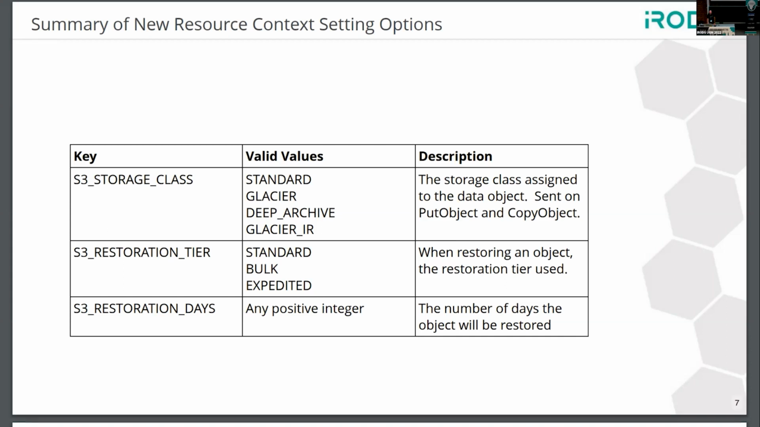So again, the S3 storage class is sent on put and copy object, and it can be either standard, Glacier, deep archive, or Glacier instant retrieval. The S3 restoration tier is used when you restore an object, and the default is standard, but you can also do bulk and expedited. And the S3 restoration days you can set to any positive integer for the number of days that the object will be restored.